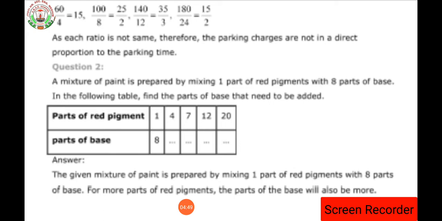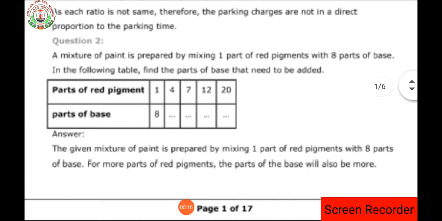So here the part of the red pigment is given as 1, and the part of the base is 8. In the next, the part of the red pigment is 4, and we have to find the part of the base. Then 7 is there, 12 is there, and 20 is there. That means the parts of the red pigment are 1, 4, 7, 12 and 20. We have to find the part of the base, as one part of the base is given as 8, and the rest we have to find in this question. Clear? Now let's see how to find.